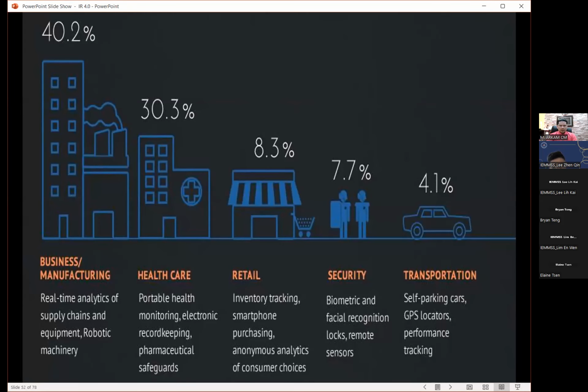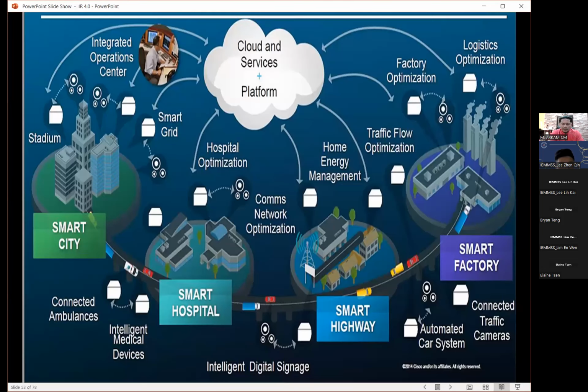Okay, but the business and manufacturing. So this is where the IT or the internet is being used: business, manufacturing, healthcare, retail, security, and also transportation. And cloud service systems again talk about smart highway, smart hospital, smart city, smart factory, smart home. It's actually located and also working with this kind of smart cloud, and how it is serviced and platformed in our accessible internet location. So this is where we can go and put ourselves to be present in the virtual mode.